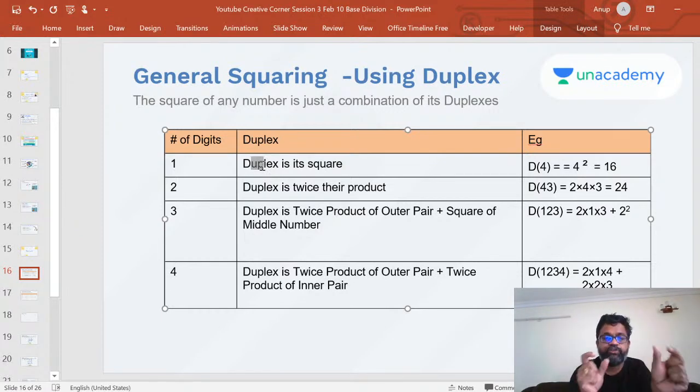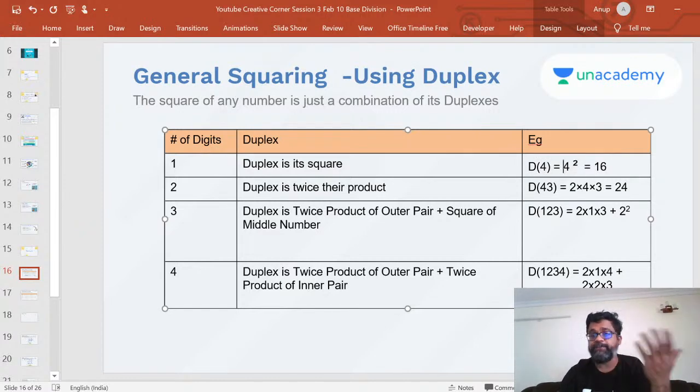An individual unit of duplex, when you combine it, you will be able to get the result of a square. But very simple. When I ask you what is the duplex of a single digit, the duplex of a single digit is the square of itself. That's all, nothing else. The duplex of 4 is 4 squared. That's it, right? Duplex of a 2-digit number, 4 and 3, is double the digits, 2 into 4 into 3, which is 24, right?